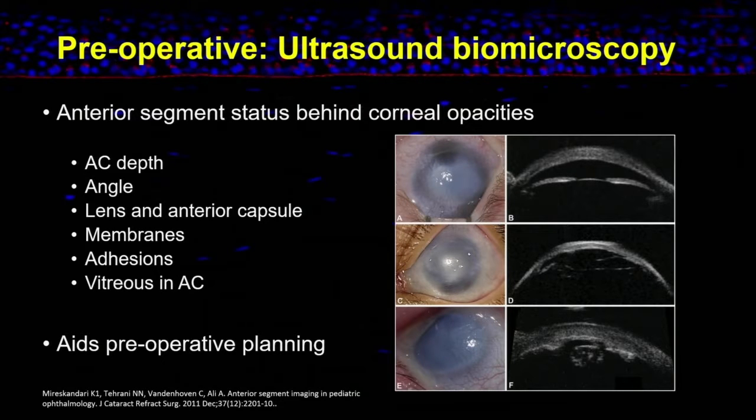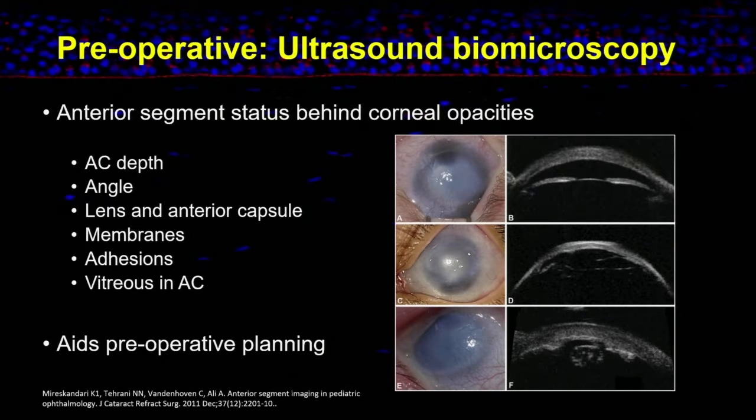Ultrasound biomicroscopy is very handy for looking at the status of the anterior segment behind corneal opacities. And here we've got 3 examples of patients with congenital corneal opacities. It's very difficult to see what's going on behind there with a slit lamp. However, with UBM, you can see that in the first case, the structures behind the cornea are completely normal.